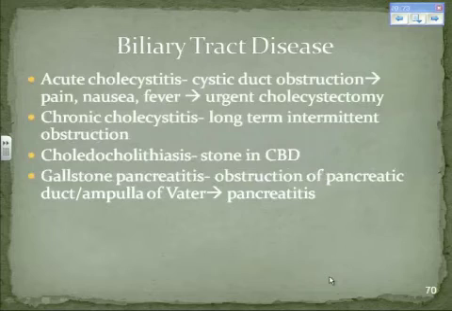Okay? Biliary tract stones, eventually acute cholecystitis, will cause cystic duct obstruction. They'll get pain, nausea, fever. Urgent cholecystectomy usually is indicated at that point. If it's chronic, it gets intermittent obstruction. Choledocholithiasis means there's a stone in the common bile duct, which is much more serious in that sense. You've got to clear that stone. Otherwise, the person's liver will fail.